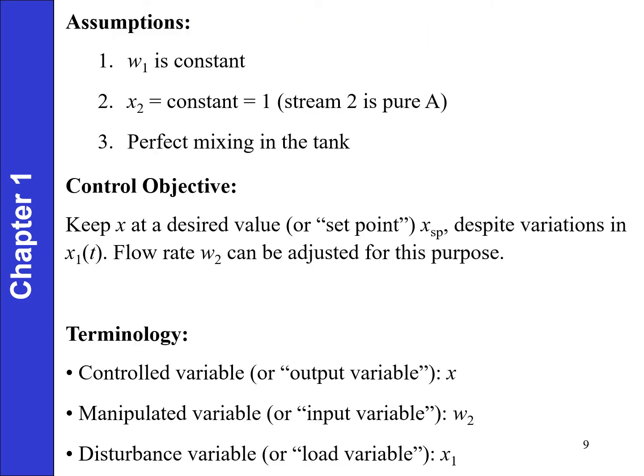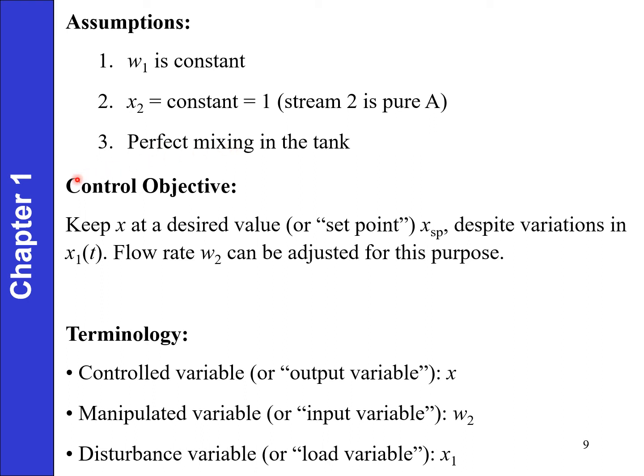One more important thing when we are doing process control is that we must always make assumptions. In this case, we are going to develop a model for the blending system. There are three assumptions. The first one is W1 is constant. The second one is X2 is constant and equals 1, since stream 2 is pure A. And the third assumption is perfect mixing in the tank.